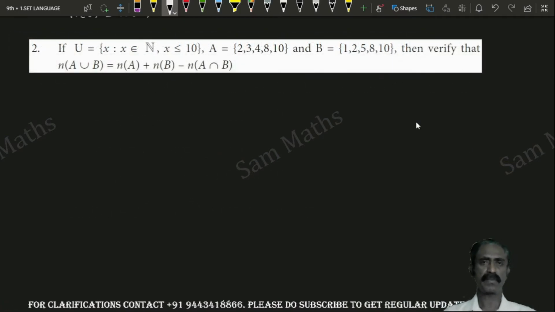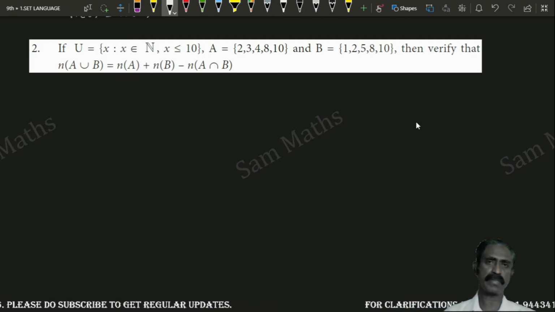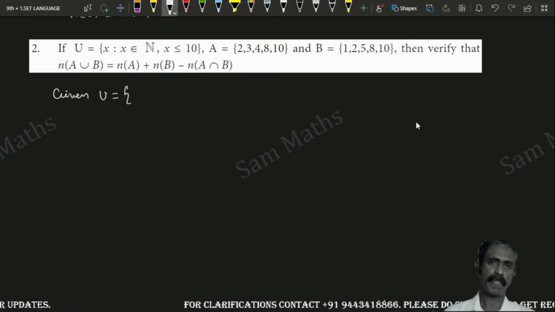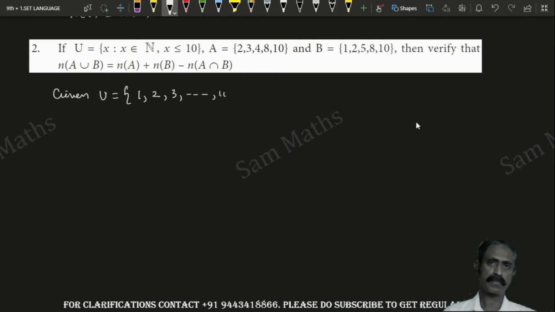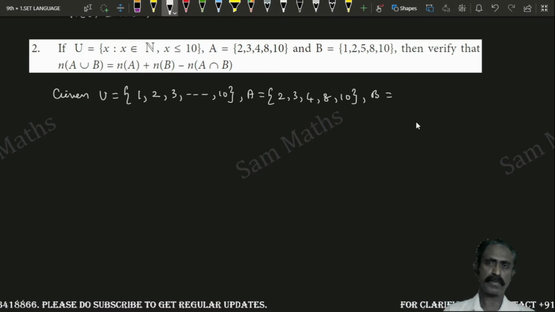Now the second question. Given U, A and B, verify that n of A union B is equal to n of A plus n of B minus n of A intersection B. Given U is equal to 1, 2, 3 up to 10. A is given as 2, 3, 4, 8, 10. B is equal to 1, 2, 5, 8, 10.